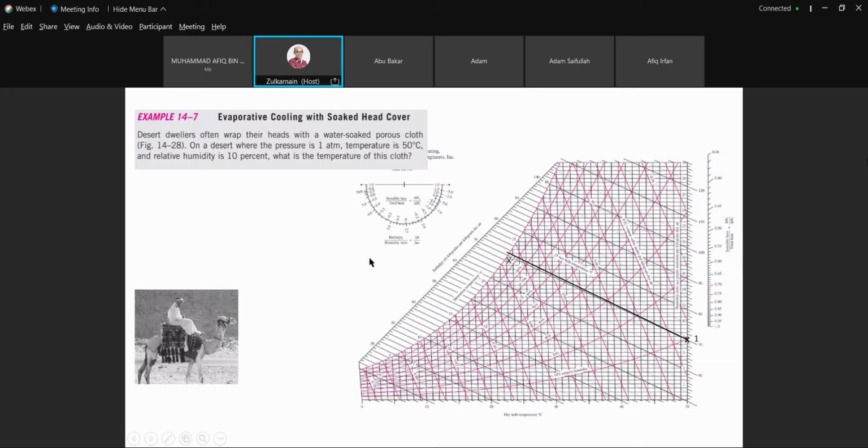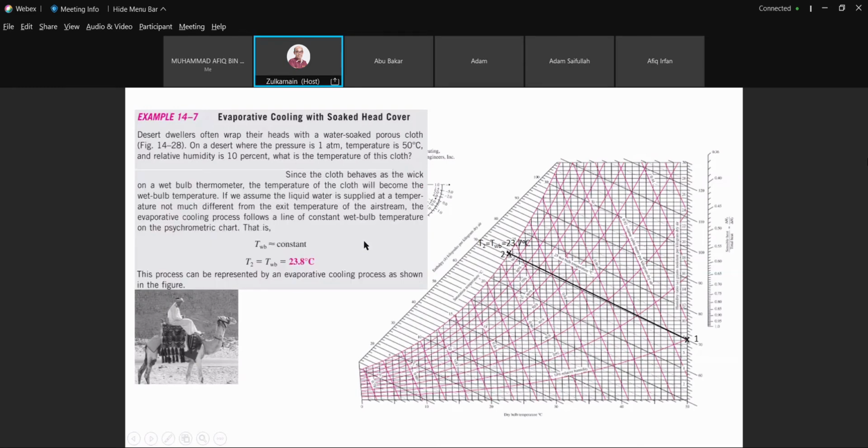And then what is being asked is the temperature of this cloth. The temperature of this cloth is equivalent to the wet bulb temperature, T2. Sorry, it's the wet bulb temperature, not the dew point. Here is the dew point, horizontally to the left. But this one is the wet bulb temperature. Sorry guys.